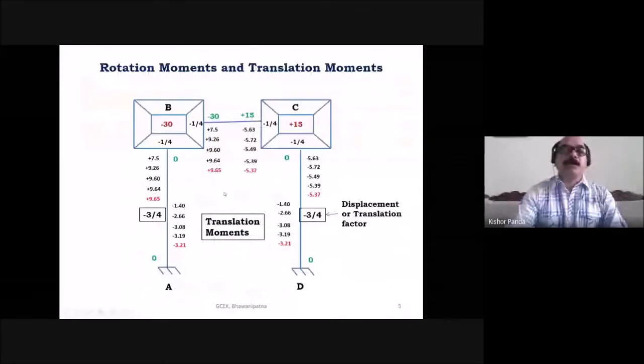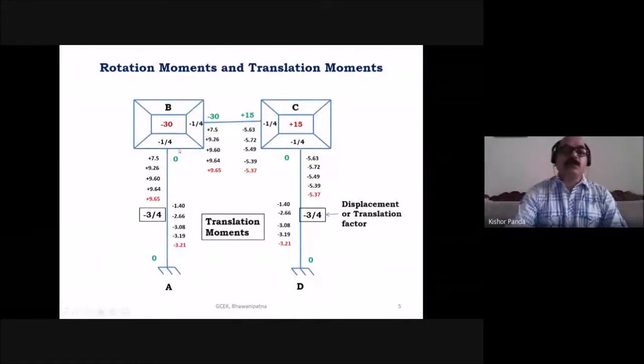So in the corresponding block, this is your BA, so here you have to write this rotation factor. Then this is your BC, so here you have to write the rotation factor minus 1/4. Similarly, for CB, here you have to write minus 1/4. And for CD, you have to write the rotation factor minus 1/4.